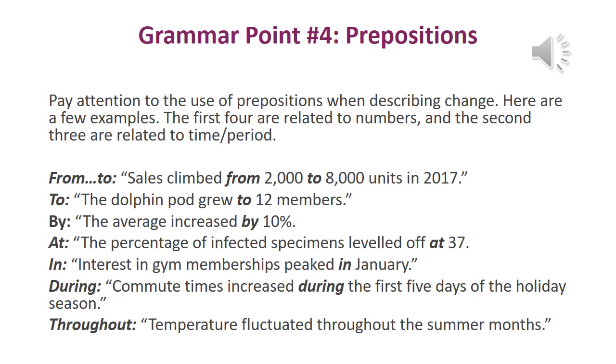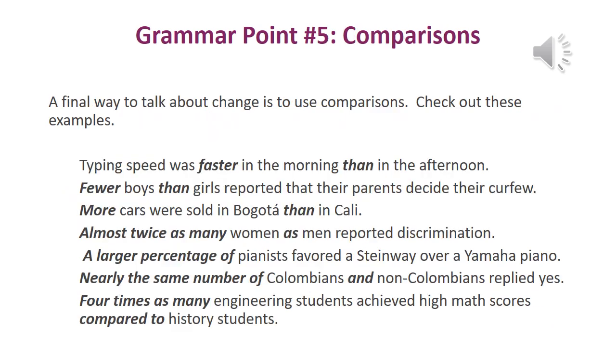By. The average increased by 10%. At. The percentage of infected specimens leveled off at 37. In. Interest in gym memberships peaked in January. During. Commute times increased during the first 5 days of the holiday season. Throughout. Temperature fluctuated throughout the summer months.